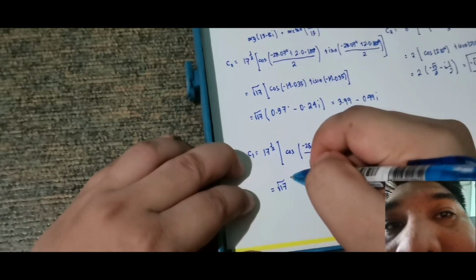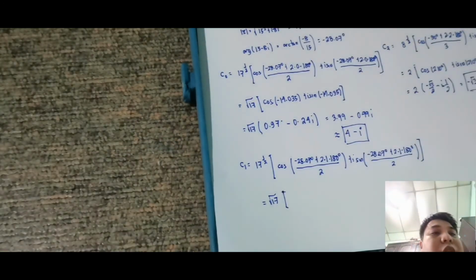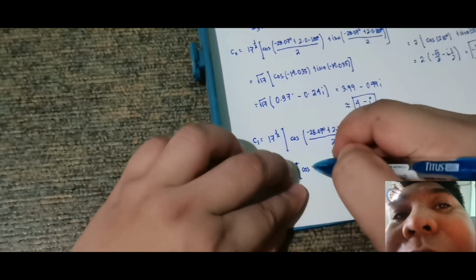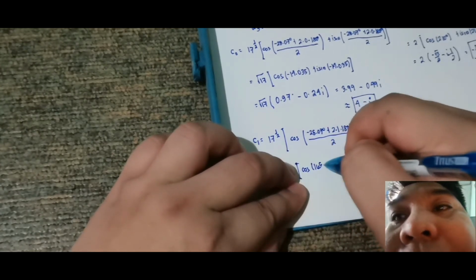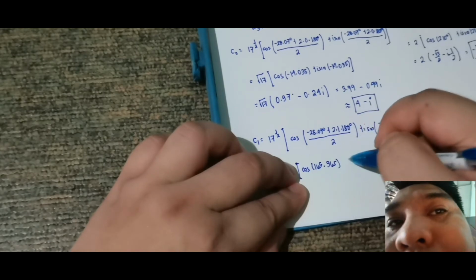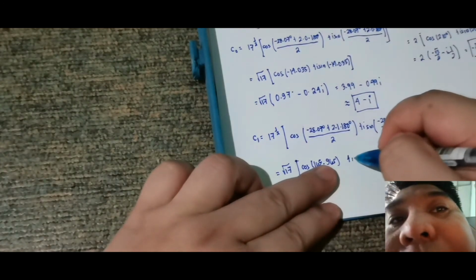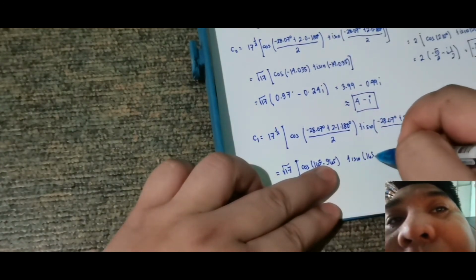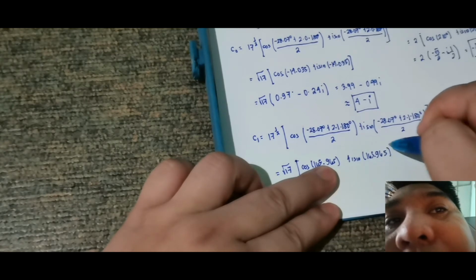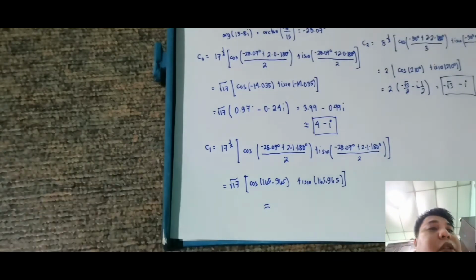Okay, then multiplied by cosine, so 360 minus 28.07, okay, then divided by 2, that's 165.95. So that's cosine of 165.965. Okay, then plus, ganun din siya, that's plus i sine of 165.965 degrees. Okay, so solve ko na siya literal kasama yung square root of 17.